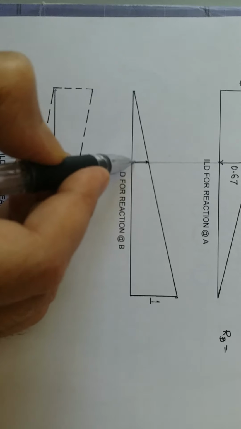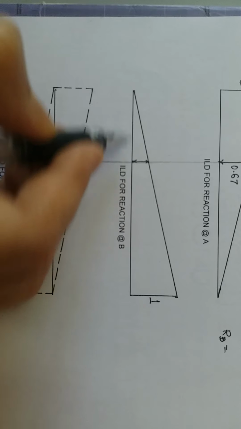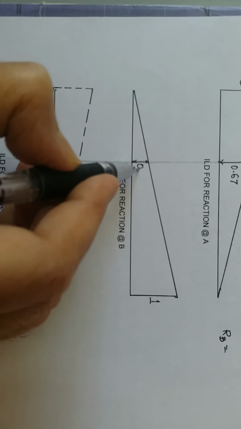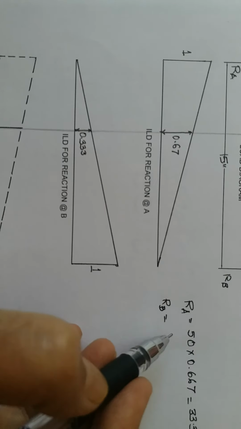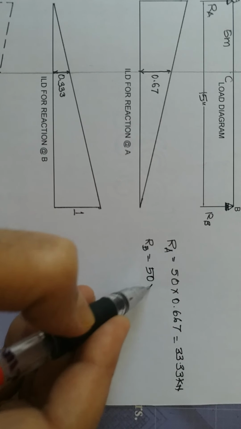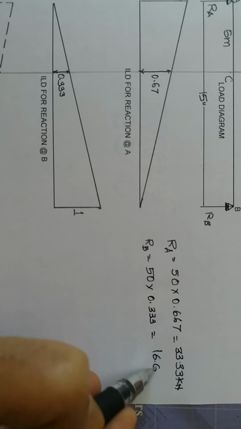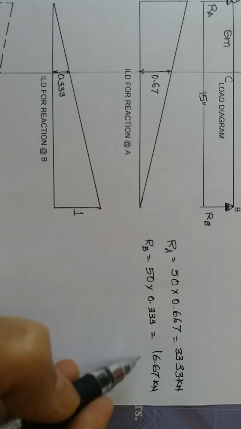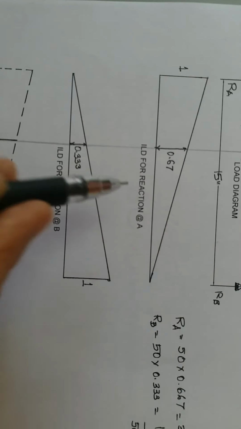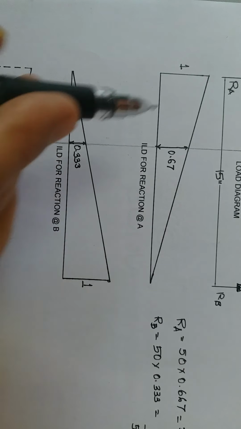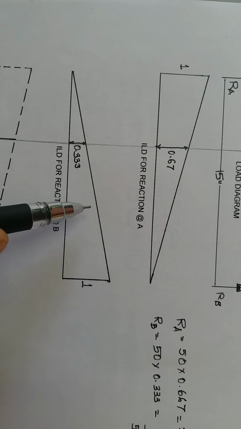Then similarly, if you calculate RB when the load is at C, the ordinate will be 5 by 15, so this ordinate will be 0.333. So RB will be 50 multiplied by 0.333, that is 16.67 kilonewton. So RA plus RB is equal to 50 kilonewton. So this is how we can calculate reactions at A and B for a particular position of the load. It is a general method to calculate the reaction.